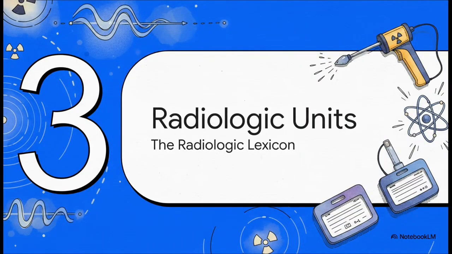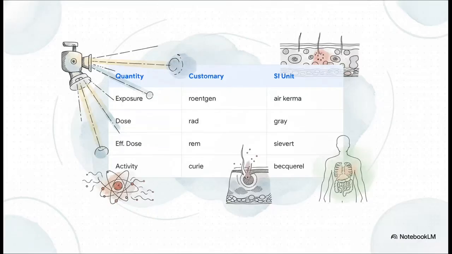And that brings us to Section 3, Special Radiologic Units, the Radiologic Lexicon. Standard derived units are awesome for things like velocity and volume, sure, but how do we measure the invisible radiation itself? We need a highly specialized radiologic lexicon that translates standard math into unique, customary, and SI units. For instance, if we're measuring exposure in the air, we use the Röntgen, or air kerma.